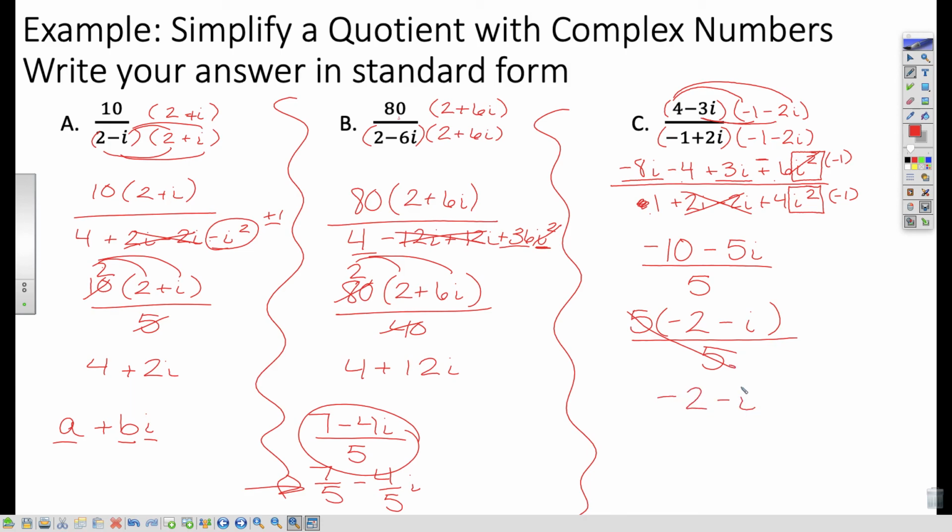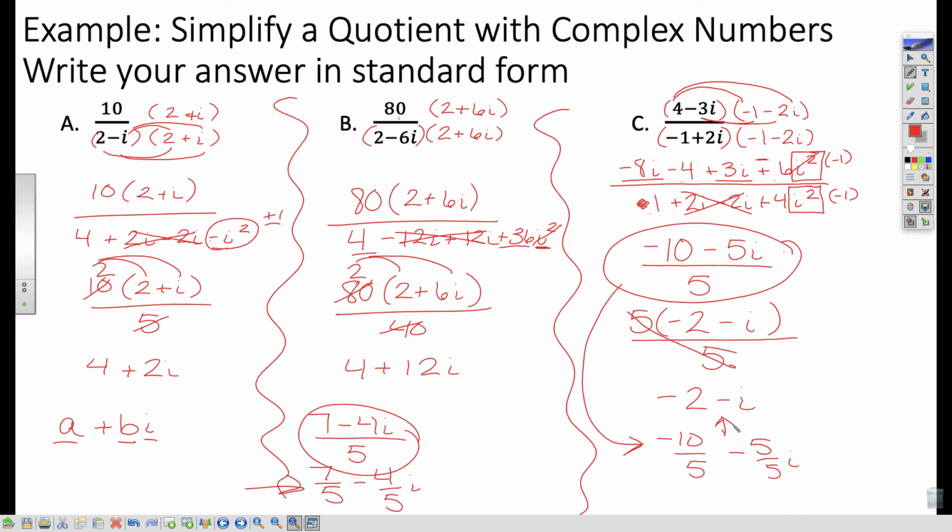Is it in standard form? Yes. Now, if I'm not thinking about factoring, standard form would be to divide that up, yes? So it'd be negative 10 over 5 minus 5 over 5 i. And what would I get when I reduce those fractions? Negative 2 minus i. Okay? So remember you have to reduce.